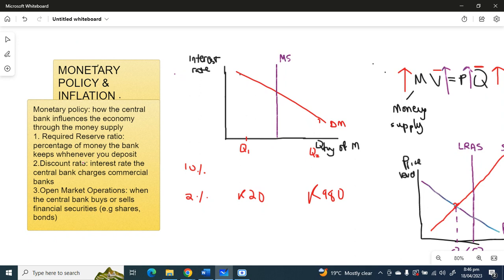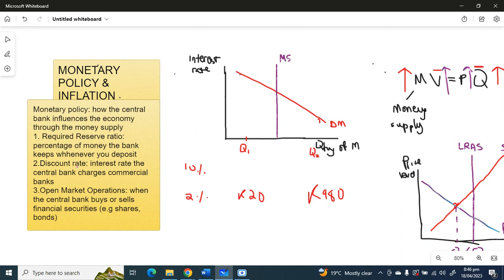The other thing that can go down too is the discount rate. The central bank reduces the interest rate. It means commercial banks can borrow more from the central bank. When they borrow more, they can loan out more money, so that there's a lot of spending within the economy.